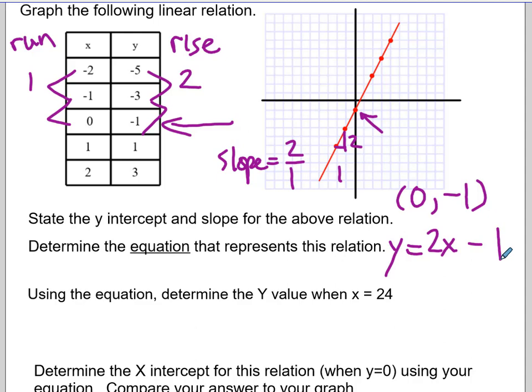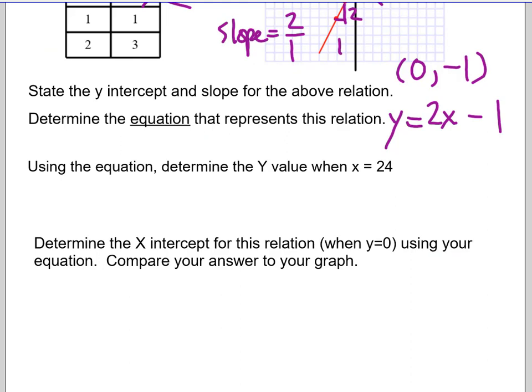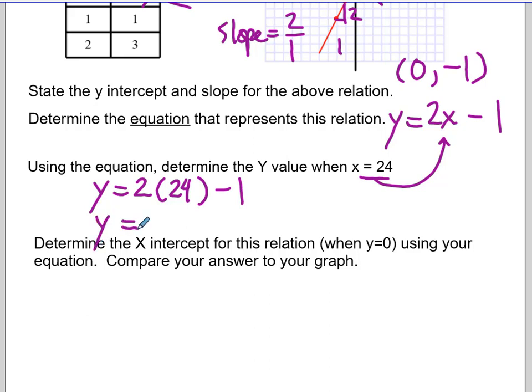Okay, so we're now going to use the equation to determine the y value when x equals 24. So I want to determine the y value when x equals 24, so I'm going to take this x value and I'm going to substitute it in. So y equals 2 times 24 minus 1. Now if I do that calculation, I've got 2 times 24 is 48 minus 1. The answer would be 47. Now that 47 is only for when x equals 24.